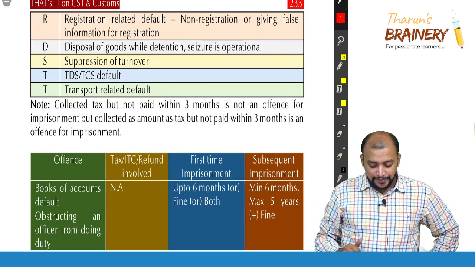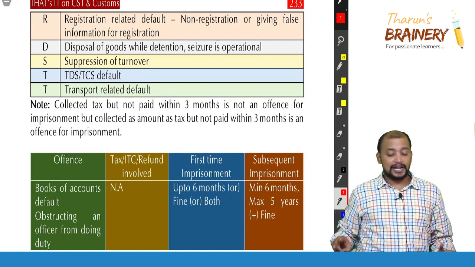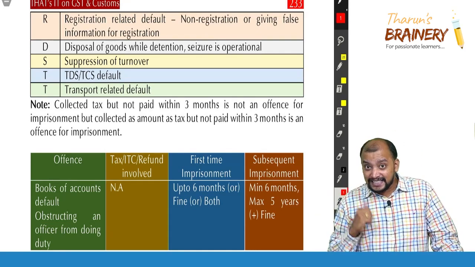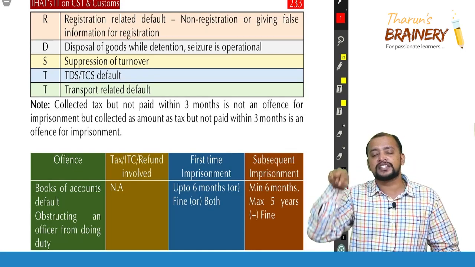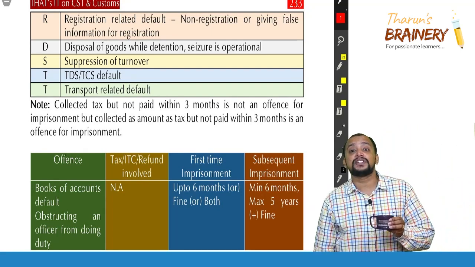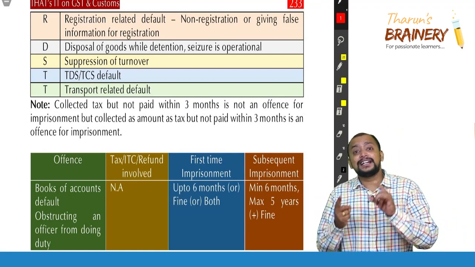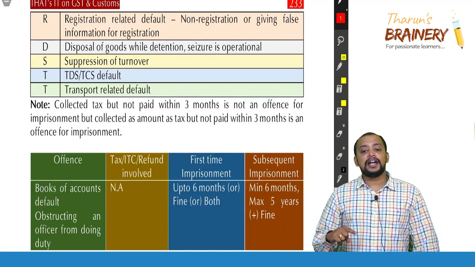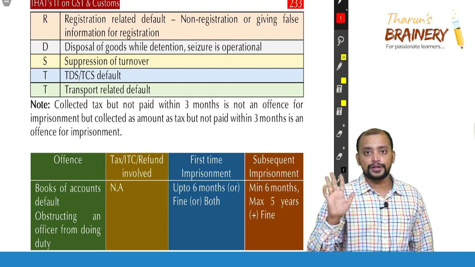Okay, next. Sir, what about collected tax? There are 2 types, collected amount as tax and collected tax. In that, collected tax not paid is okay, but collected amount as tax is so serious, so that attracts imprisonment. In the 2 C's, 1 C will attract imprisonment. Which C? Collected an amount as tax. Collected an amount as tax and not deposited within 3 months attracts imprisonment. That is this note.